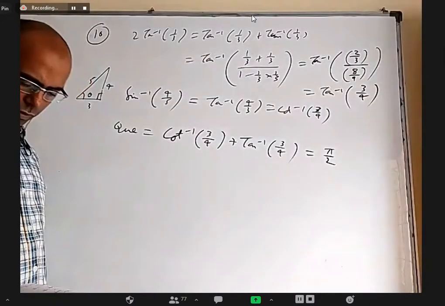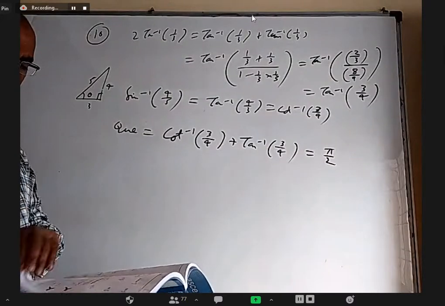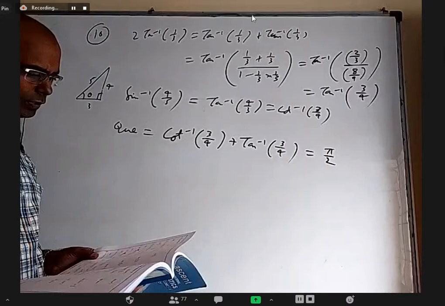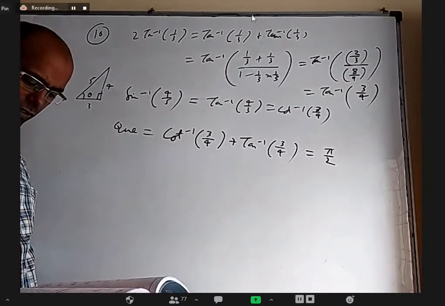11, 12 are not required. They're just formulas. We'll finish 13 and 14 and we'll stop. They're simple questions. 15 onwards we have to discuss a slightly different idea, but it's okay. 13, 14 will complete and we'll stop.